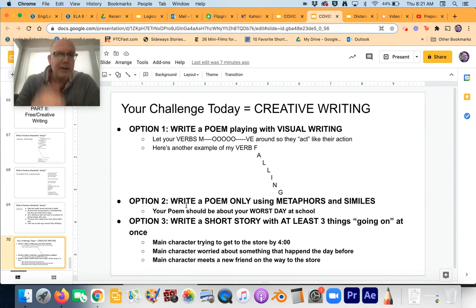And the third layer here is the main character meets a new friend on the way to the store while they're worried about something that happened the day before. See if you can try to juggle three different things. That's hard. It's a good challenge. And you don't need to do it. You only need to do one, but I want to see that work for today.